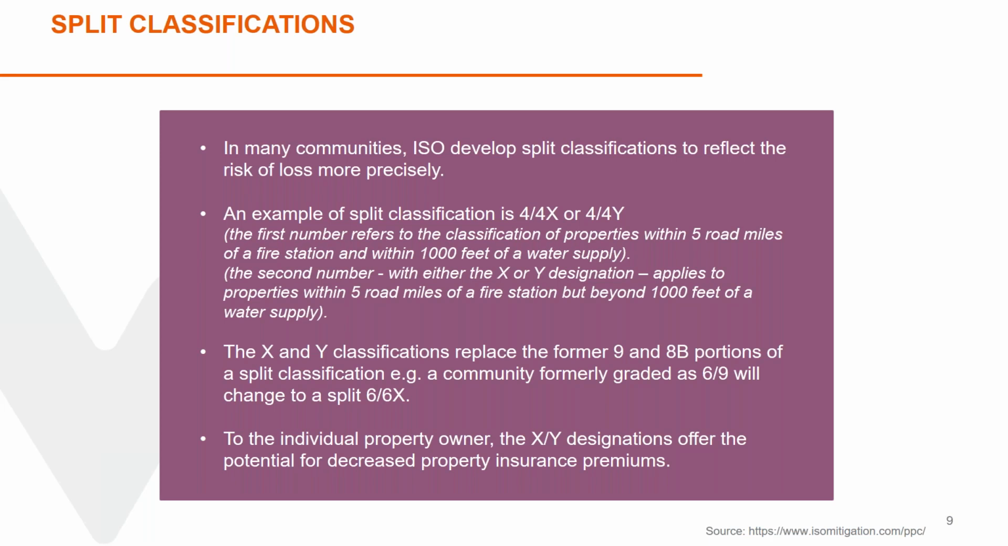In other words, it's a 9 or a 10. And so those rates will apply, which means much higher rates. Usually it's one of two things. Part of the community is over 5 miles from the nearest fire department, or that address is over 1,000 feet from an adequate working fire hydrant. So you could have those split classes.